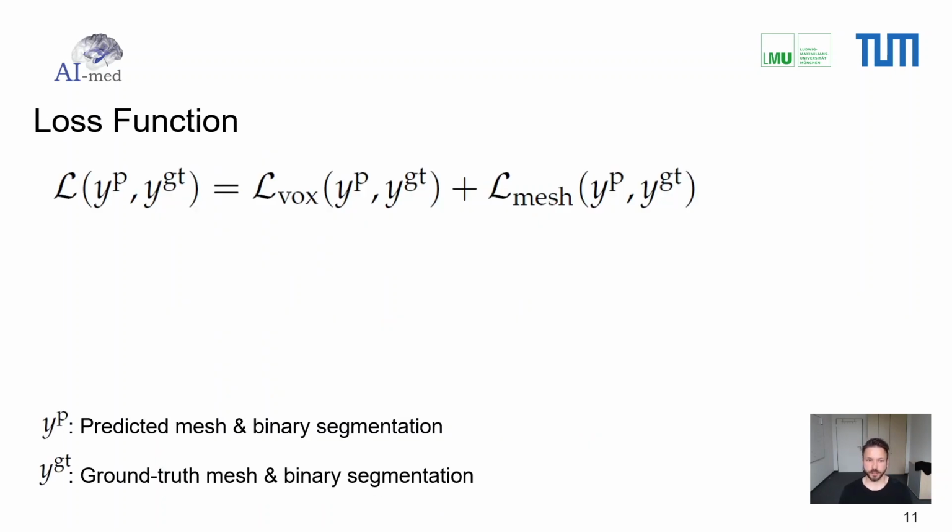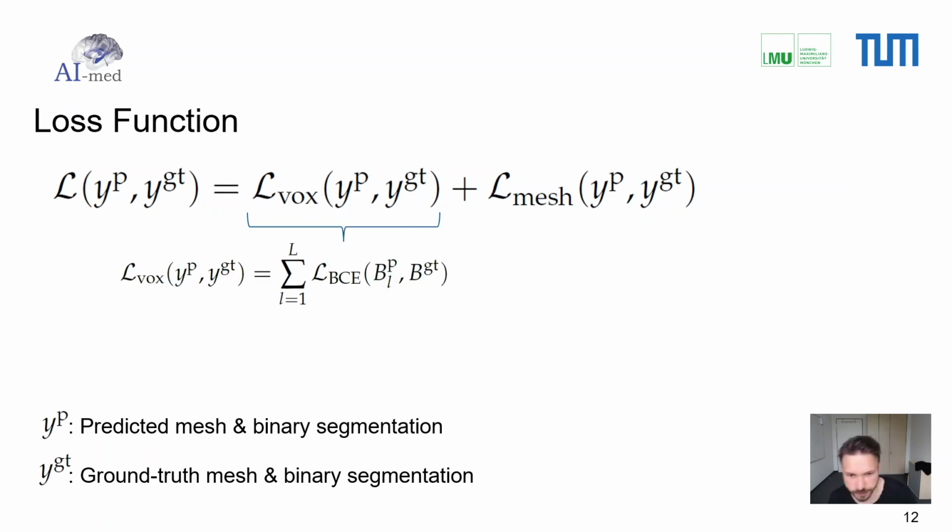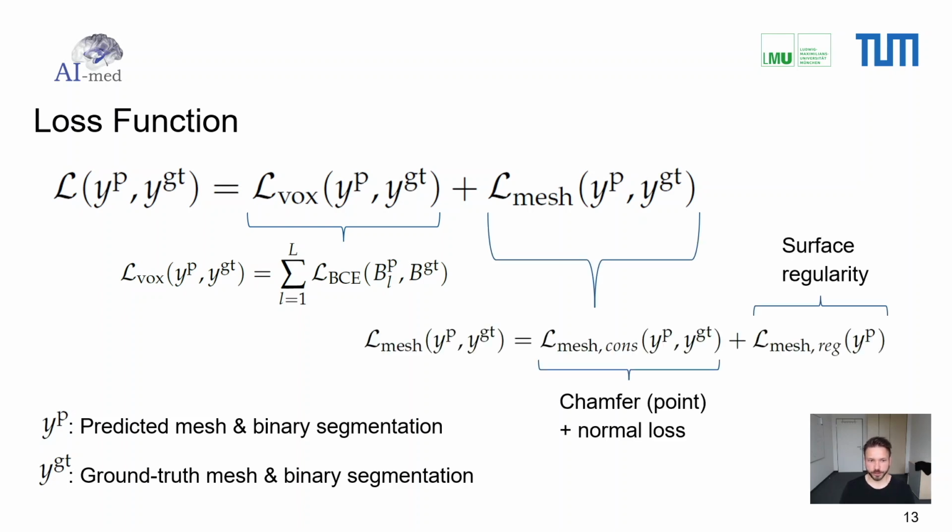In order to train our Vox2Cortex network in an end-to-end fashion, we apply a loss function comprising a voxel as well as a mesh-related term. The voxel loss is given by the binary cross entropy computed on a foreground-background segmentation output of the CNN to ensure learning of meaningful features. The mesh-related term can again be split into 2 parts: a mesh consistency loss that ensures geometric correctness of the predicted meshes, and a term for surface regularization.